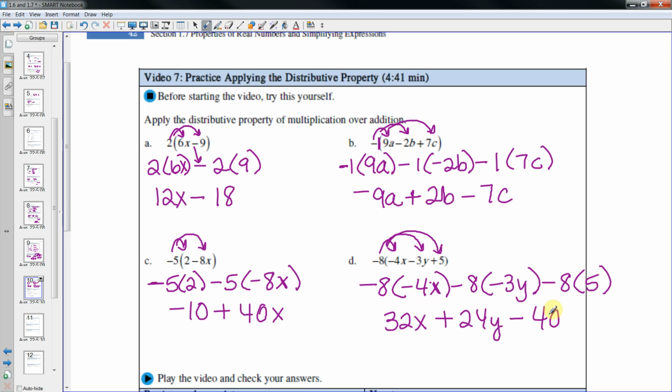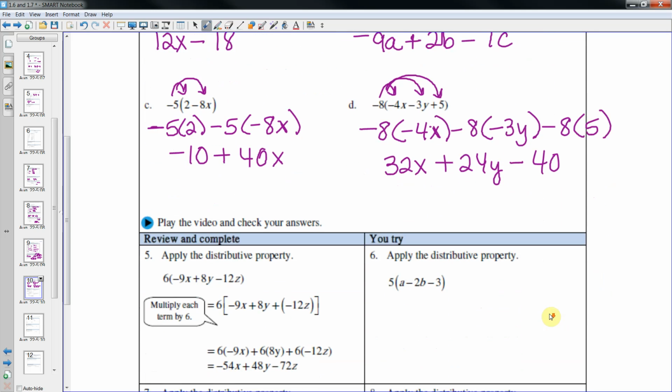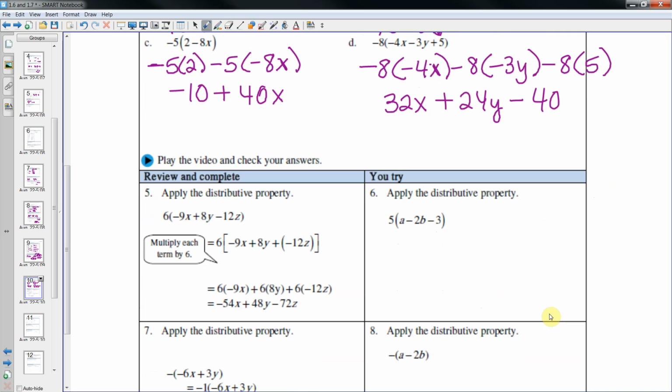And so we use distributive property over and over. Can't do enough practice. So 5 times a, 5 times 2. So 5 times a, 5 times a negative 2b.